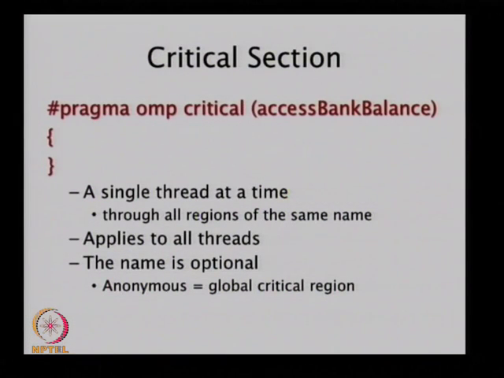In fact, it's more powerful than ordered also, because this is a global name. When you say pragma omp critical access bank balance, anywhere inside your program, which has the same shared namespace, any parallel fork, parallel construct anywhere, any thread anywhere will not get into a critical section named access bank balance as long as you are here.